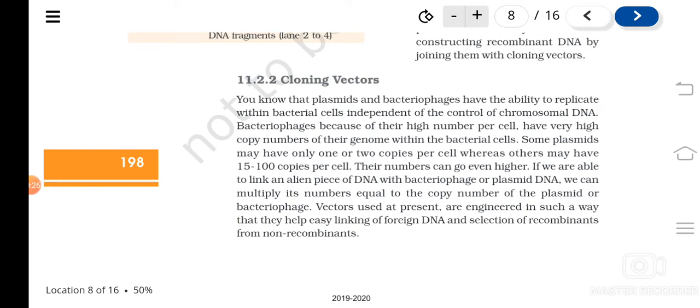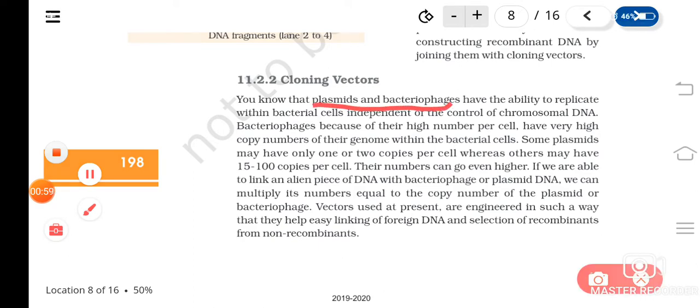I have already explained that the foreign gene should be cut and then joined with some host cells. For that there should be some mediators, vectors, that are able to take the foreign gene and deliver it into the host cell, isn't it? The usually used cloning vectors are plasmids and bacteriophages. Do you know what plasmids and bacteriophages are?